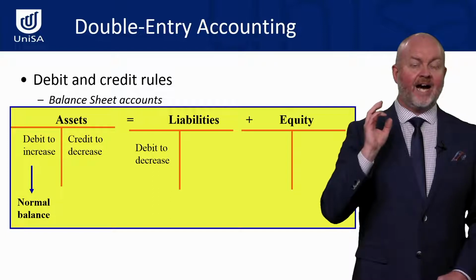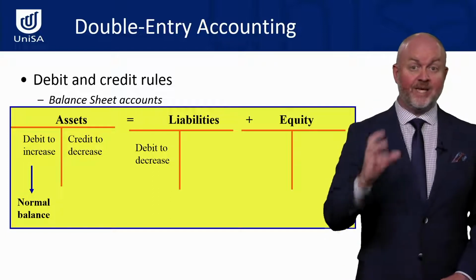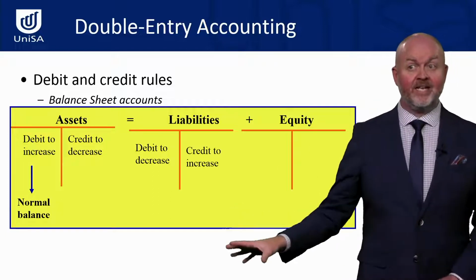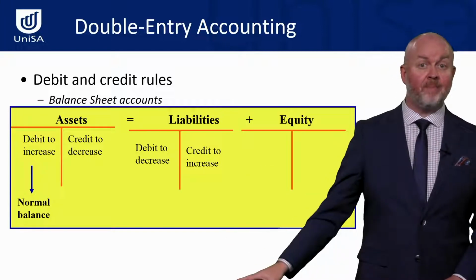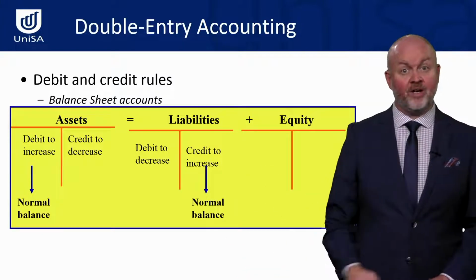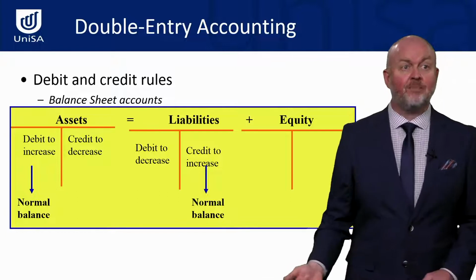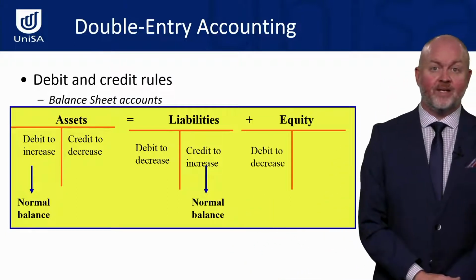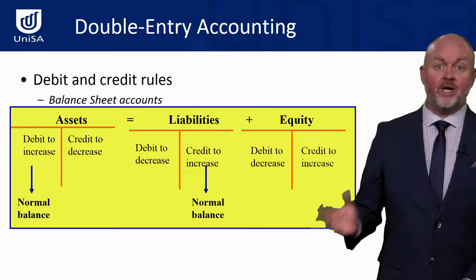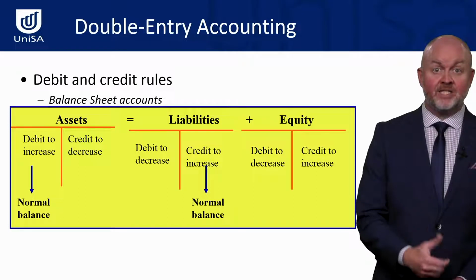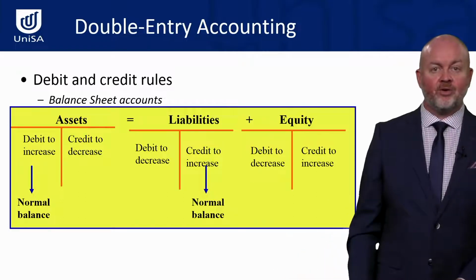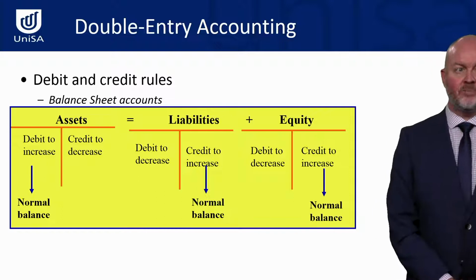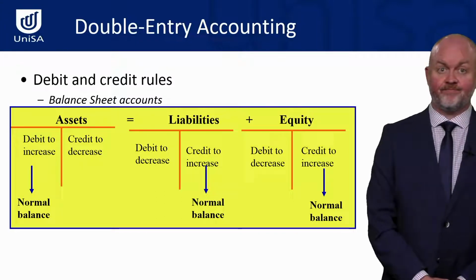Liabilities are credit in nature. That is, we decrease them on the debit side, increase them on the credit side. But the normal balance you'll find on that credit side of the ledger account. And the same applies to our equity accounts. They're credit in nature, therefore debit on the left to decrease, credit on the right to increase, but the normal balance would be a credit balance.